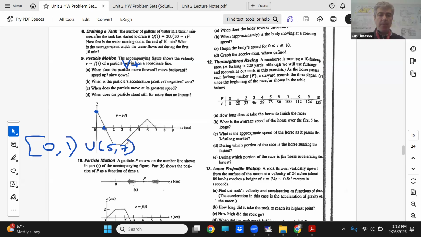Then when are you moving backwards? It's just the other way around, right? From one to five, and that's it. Because from seven to nine, you're at rest, right? You're not going backward nor forward. So no forward nor backward.